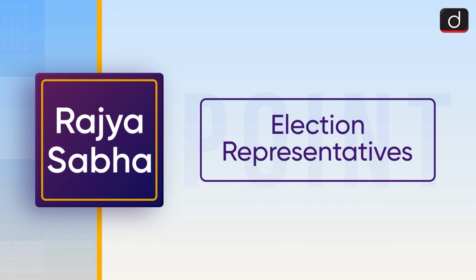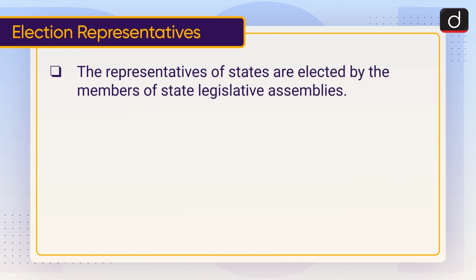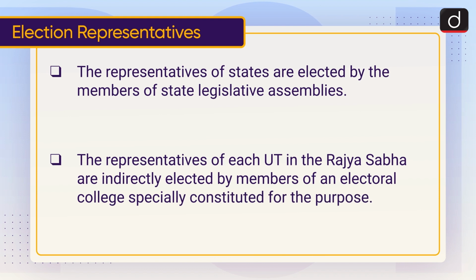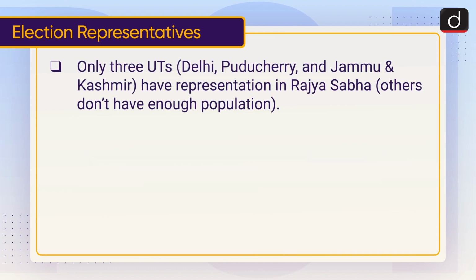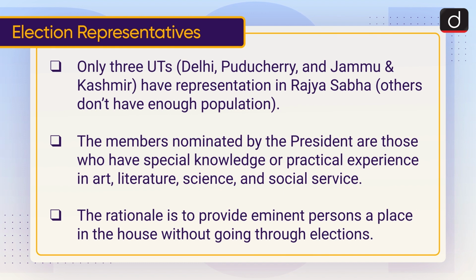Now let's have a look at the election of representatives. The representatives of states are elected by the members of state legislative assemblies. The representatives of each UT in the Rajya Sabha are indirectly elected by members of an electoral college especially constituted for the purpose. Only 3 UTs, that is Delhi, Puducherry and Jammu and Kashmir, have representation in Rajya Sabha. Others don't have enough population. The members nominated by the President are those who have special knowledge or practical experience in art, literature, science and social service. The rationale is to provide eminent persons a place in the House without going through elections.